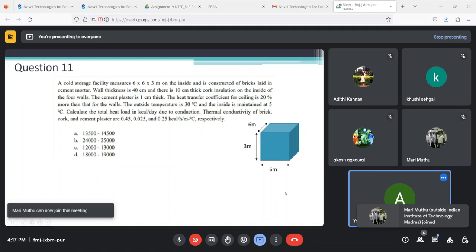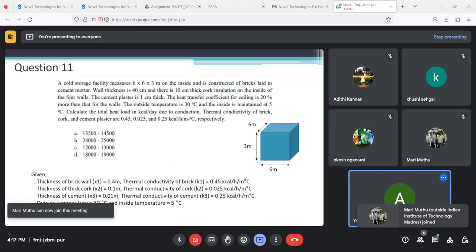So how do you proceed with this? What law do we use here? So we use what is known as Fourier's law of conduction. We'll first discuss what is given here and then we'll proceed to the formula.